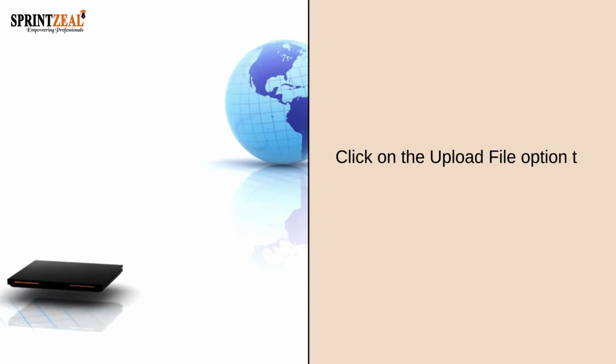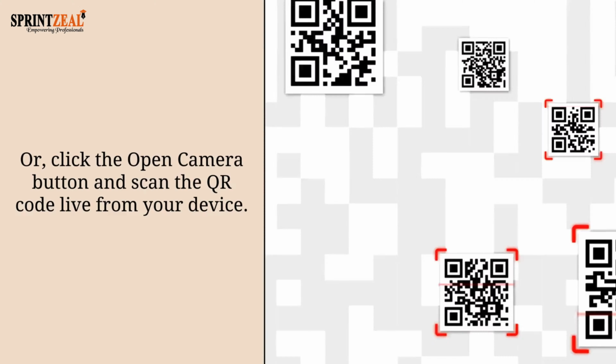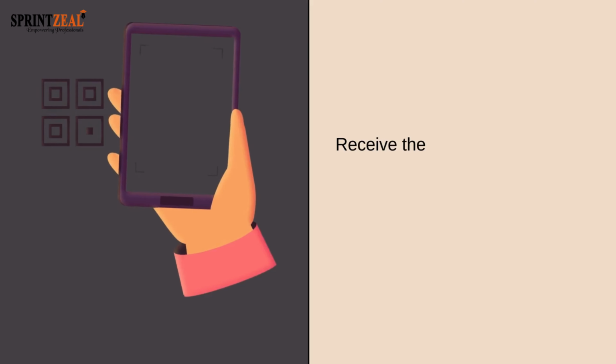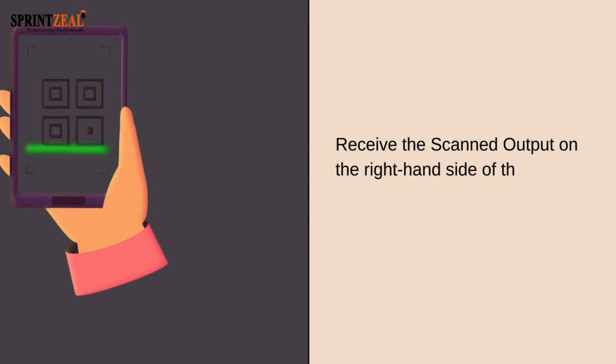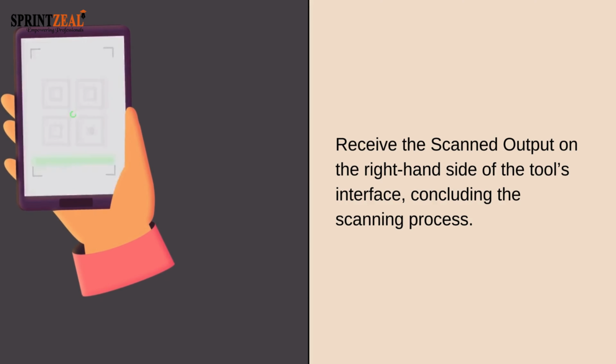Click on the Upload File option to upload the image containing the QR code. Or, click the Open Camera button and scan the QR code live from your device. Receive the scan output on the right-hand side of the tool's interface, concluding the scanning process. Here, you can copy the extracted link to your device's clipboard or directly click on the URL to land on the desired page.